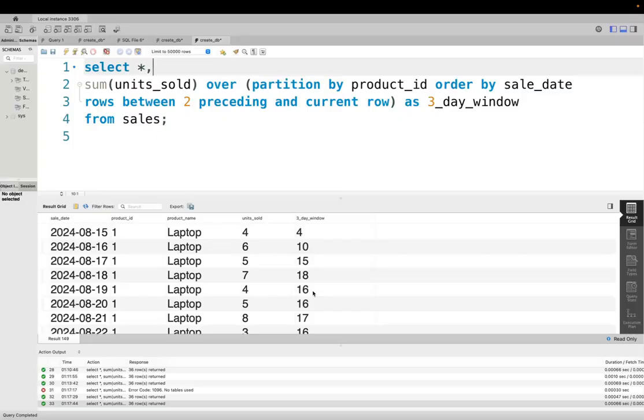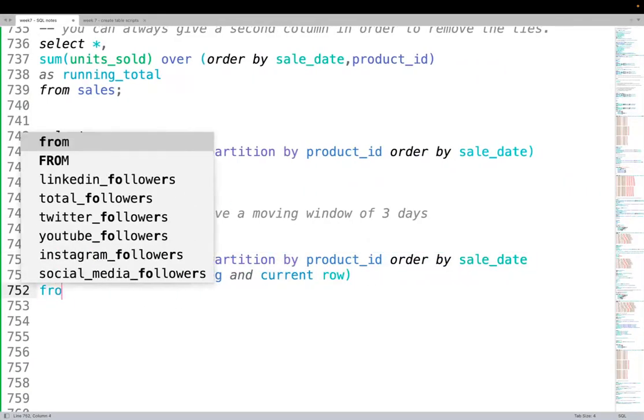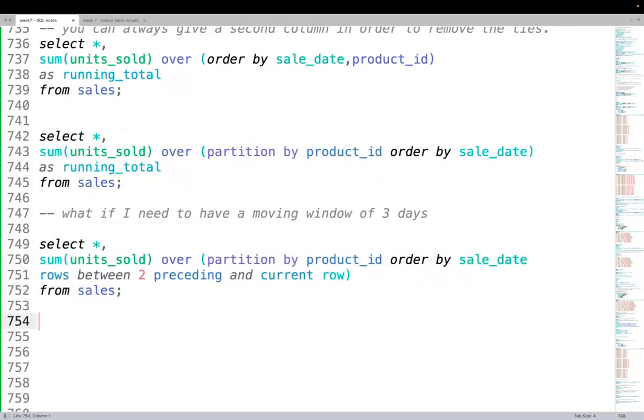Two preceding and current row. That means two previous rows and the current row. When we are at this row, we talk about two previous rows and this current row, right? So if I am here, then I talk about two previous rows plus the current row. So total these three, right? I hope this makes sense. We have to say from sales, of course, right? Just have a look at it.